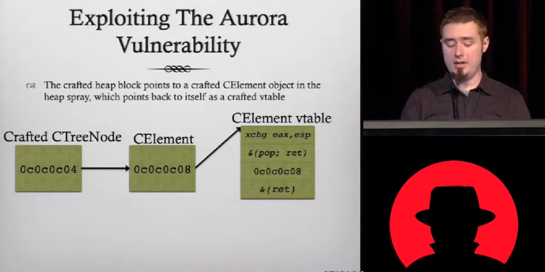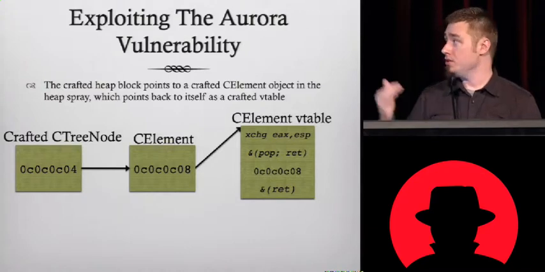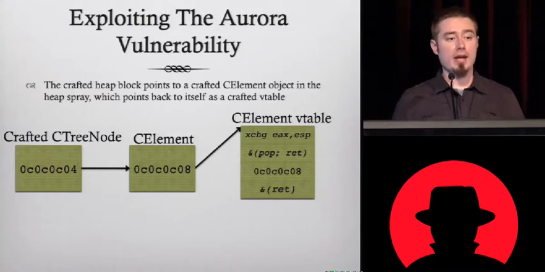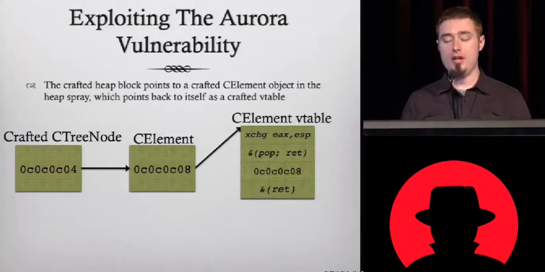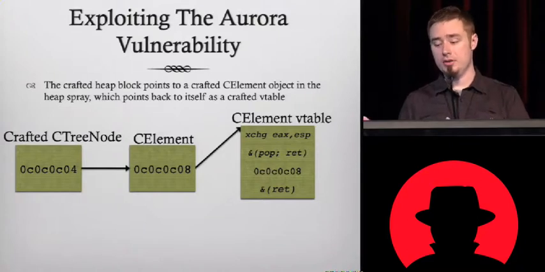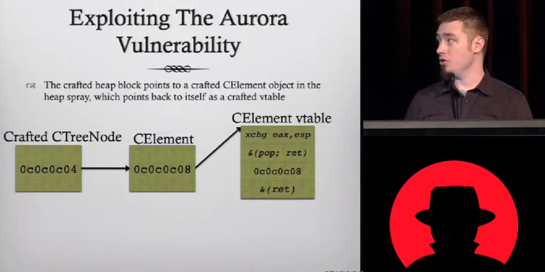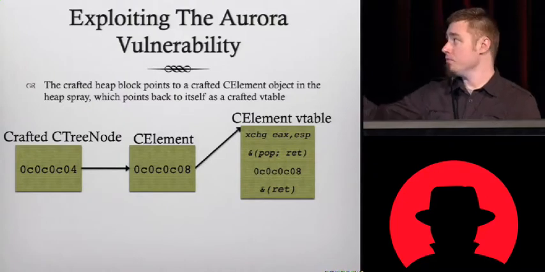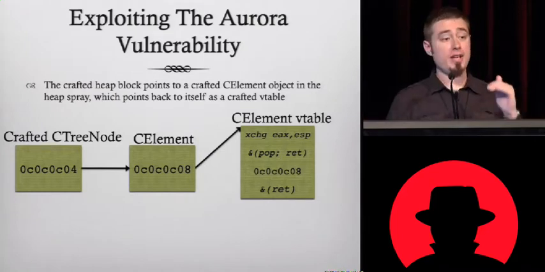And finally, the element that represents the fake vtable has a vtable pointer that is going to be our stack pivot. In this exploit, we use the exchange EAX ESP stack pivot. When C++ code calls a vtable, at least in this code, it loads the vtable into EAX and then does the function call. So EAX pointed to our heap sprayed memory.